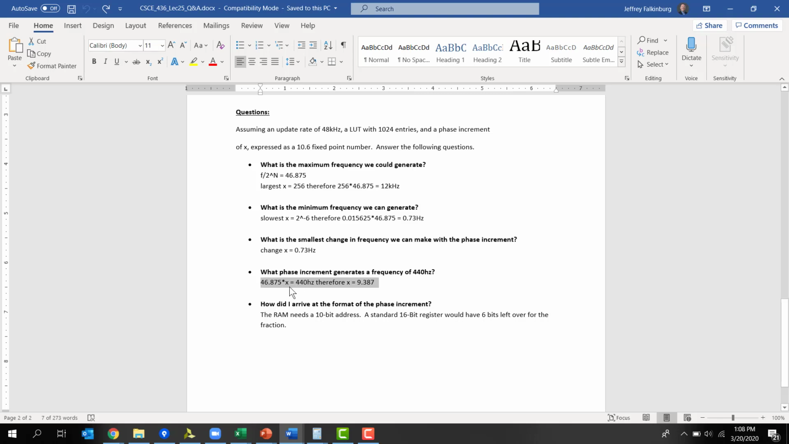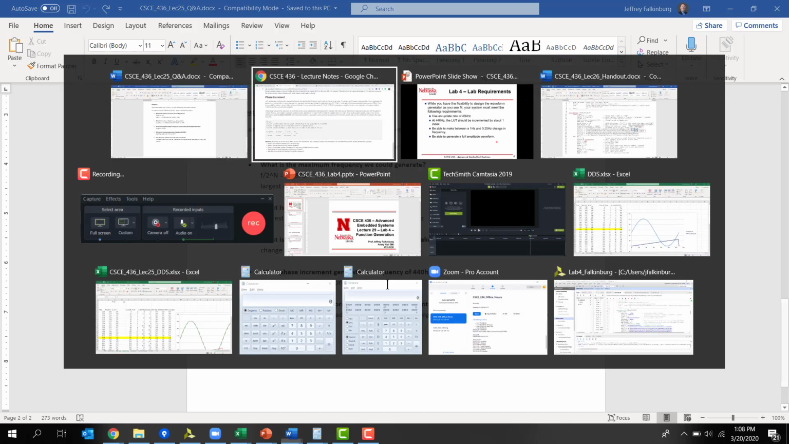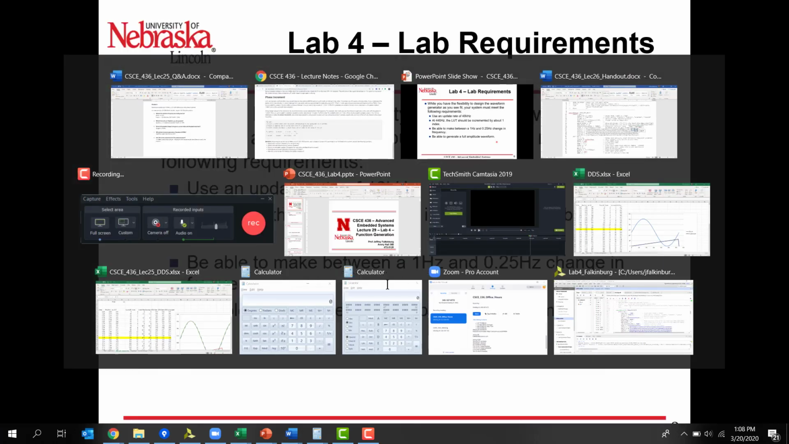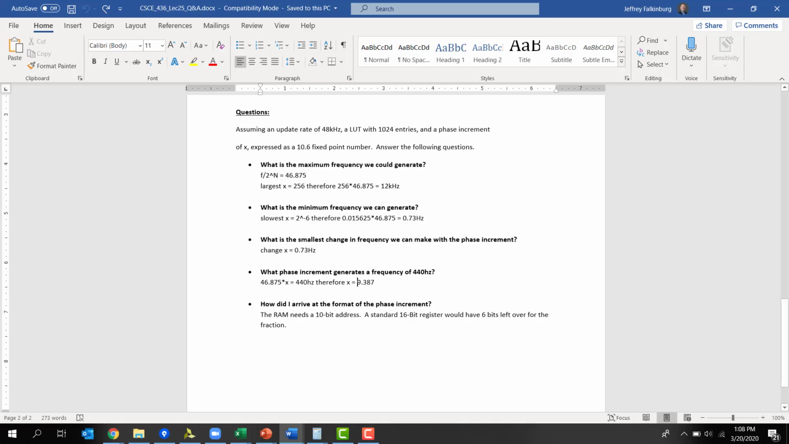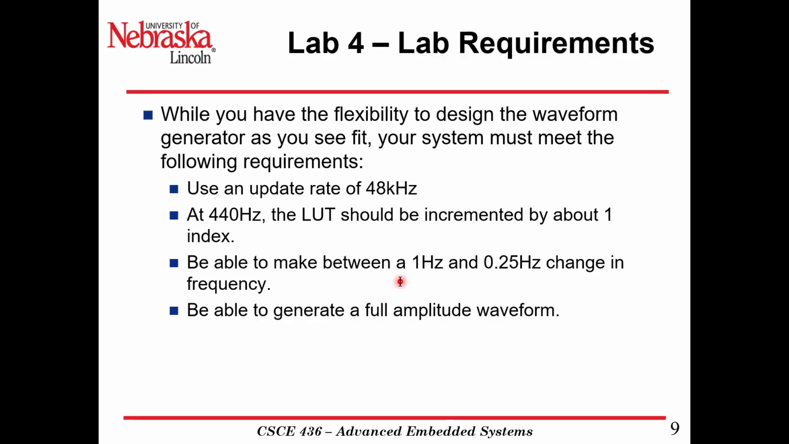To generate that signal, we needed an index value of 9.387. So our basic requirement of our system is being able to increment to get 440 hertz out of our system. So we'll be incrementing the base rate, base phase index will be 9.387.